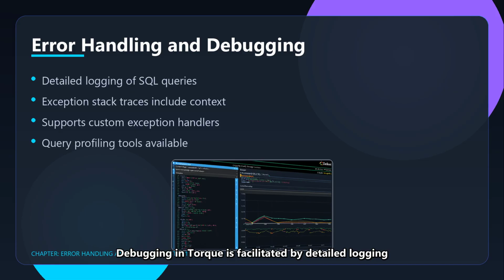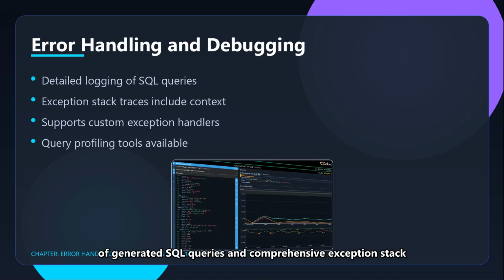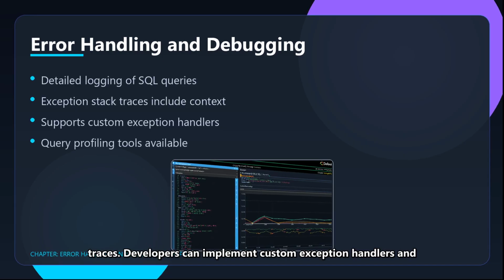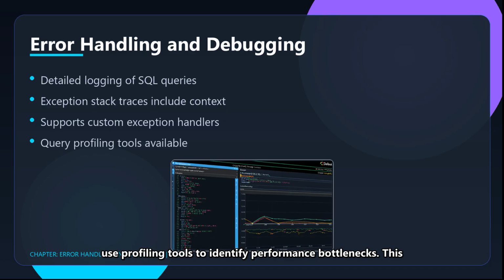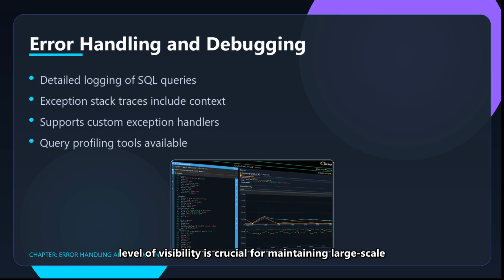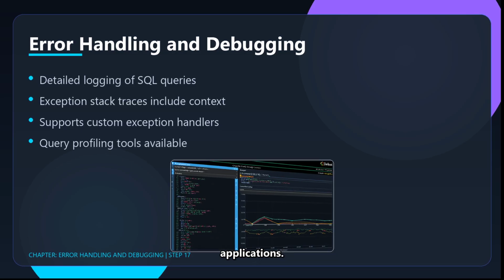Debugging in Torque is facilitated by detailed logging of generated SQL queries and comprehensive exception stack traces. Developers can implement custom exception handlers and use profiling tools to identify performance bottlenecks. This level of visibility is crucial for maintaining large-scale applications.